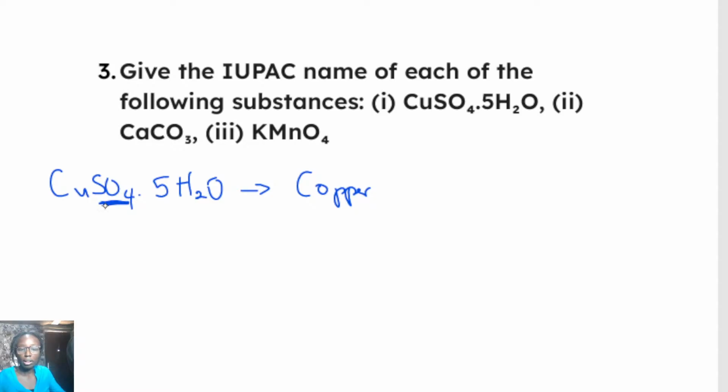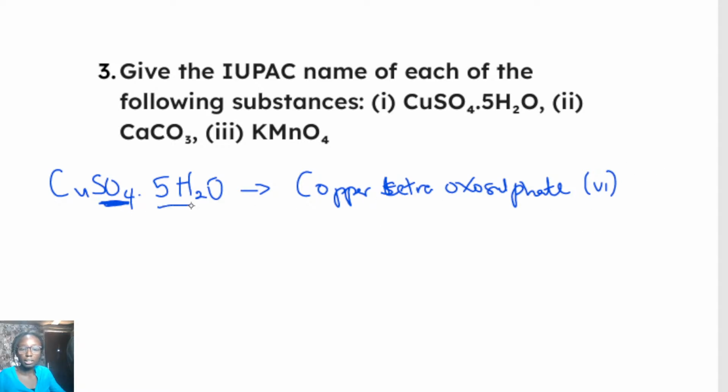This group of atoms here, SO4, together is called sulfate. So copper tetraoxo sulfate 6. You start from the oxygen, tetraoxo sulfate 6. The 6 was the oxidation number I was telling you earlier, right? So copper tetraoxo sulfate 6.